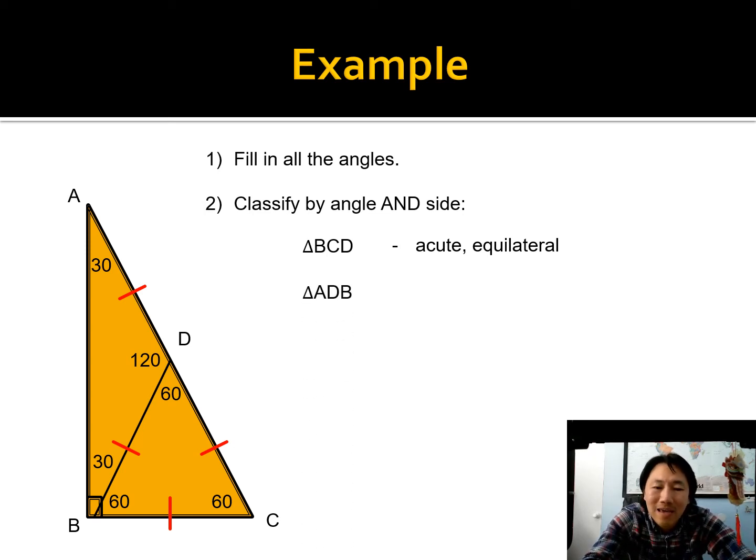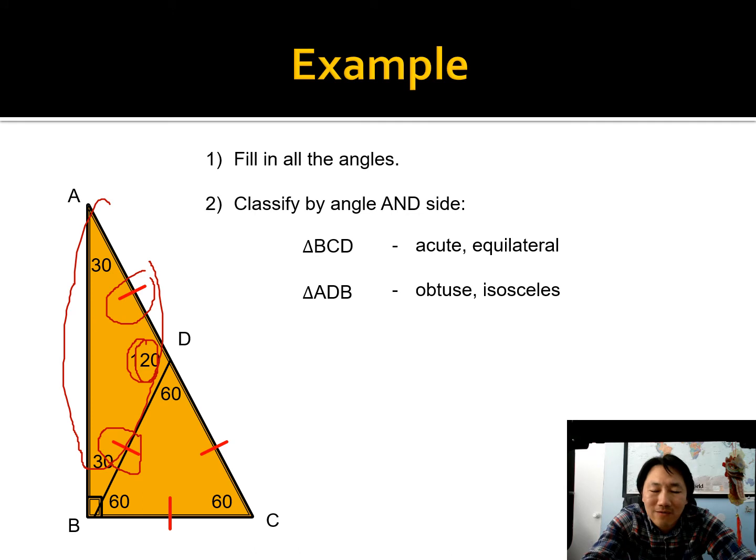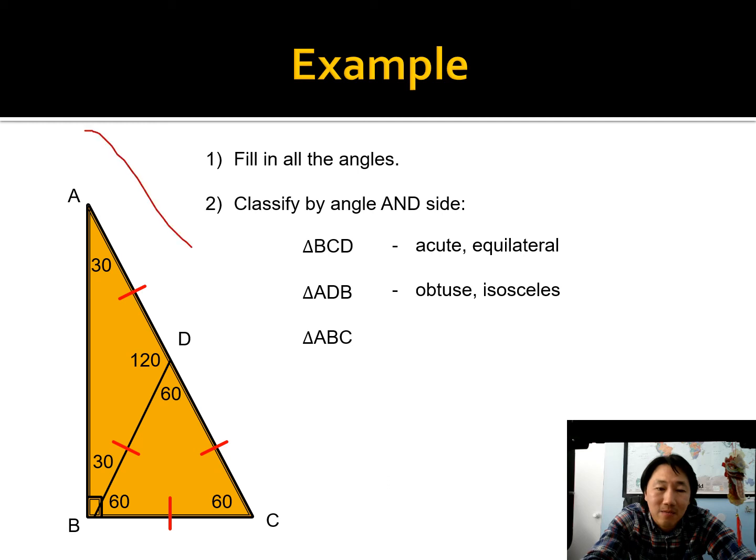How about triangle ADB? ADB is this triangle on the side. Notice that one of the angles is more than 90, so we know it's going to be obtuse. And then notice only two of its sides are marked equal. So when only two sides are marked equal, we have isosceles. So obtuse, isosceles. Okay. And then the last triangle we're going to look at is triangle ABC, the big one.